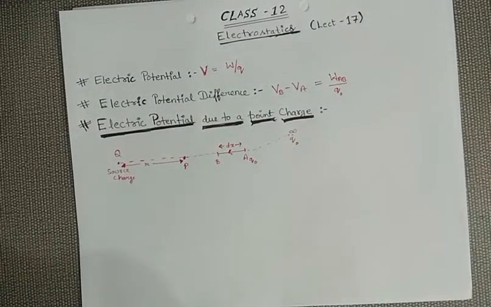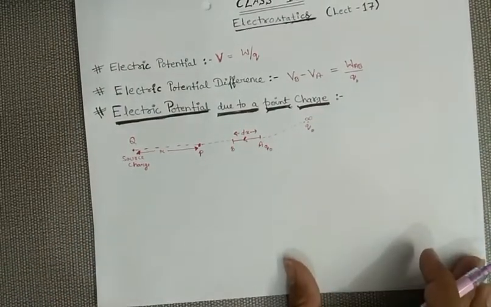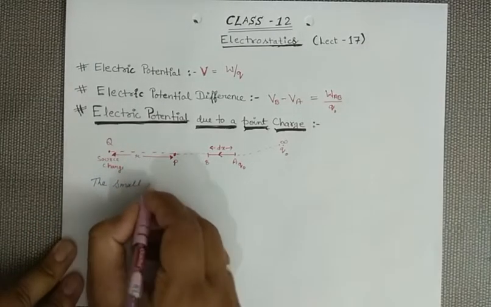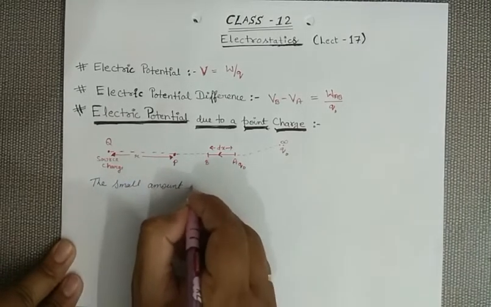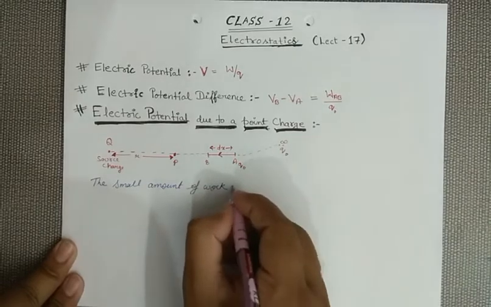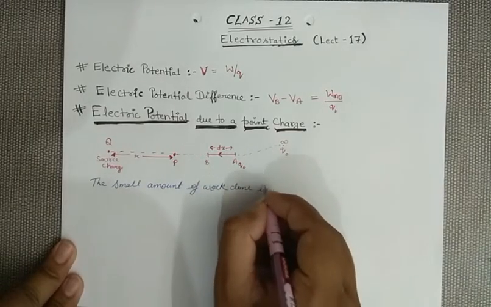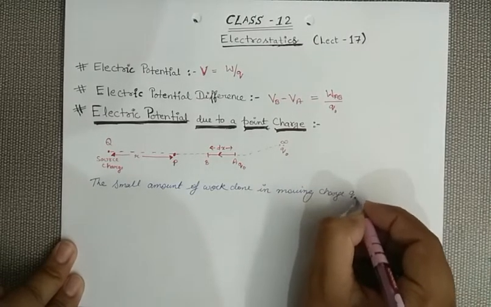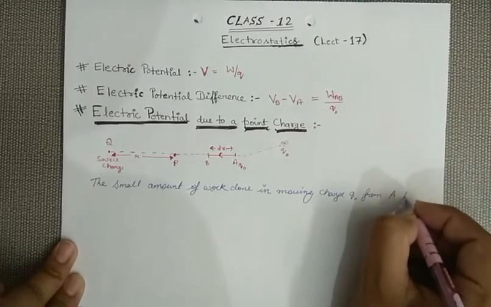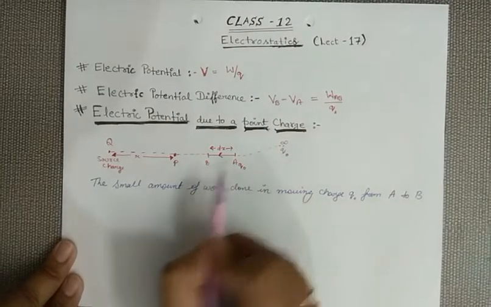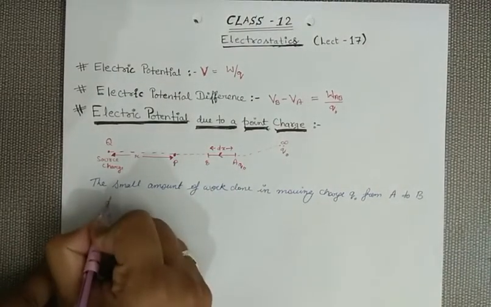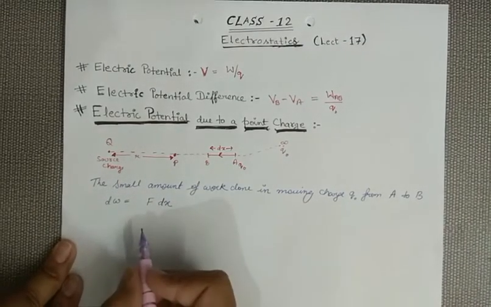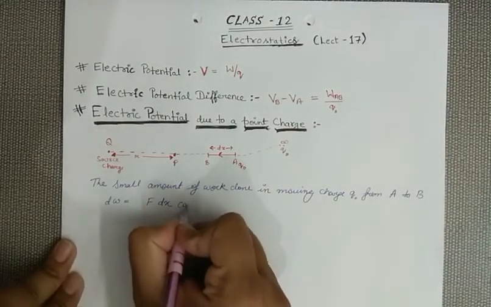So let's see the small amount of work done in moving charge Q naught from A to B. Now we just move this charge from point A to point B, and we know that work done, according to the definition, is force into displacement into cos of the angle between them.